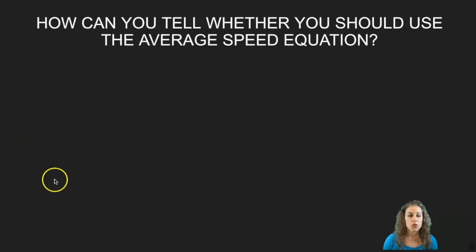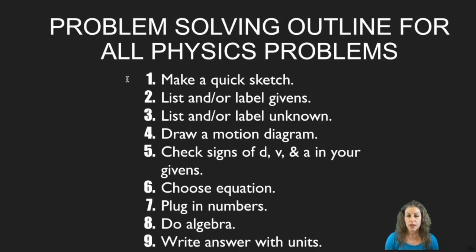Those are the only two times you should ever use v equals delta d over delta t. I'm emphasizing that because most people try to use that equation all the time, and that is not going to work. You need to make a sketch, list or label givens, list or label unknowns, draw a motion diagram. That's a new piece. Check the signs once you've made a motion diagram. You're then going to choose the equation, plug in numbers, do your algebra, then write your answer with units. So the new portion of this is drawing the motion diagram and checking your signs.